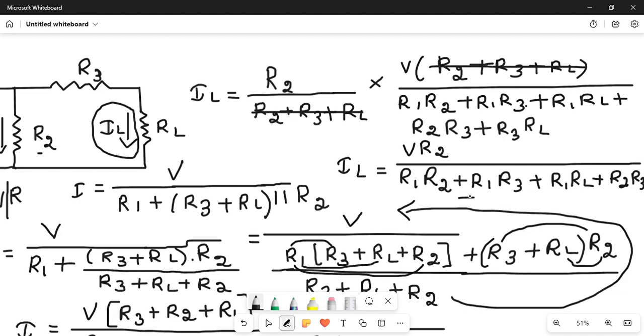And here it is plus R3. Don't get confused about whether here it is RL R2 or R2 R3. Don't get confused like that. Here it is not R3 RL, here it is R2 RL only. Anything is fine, right? RL R2 or R2 RL, both are fine. 2 into 4, 4 into 2 give the same result. So that's fine, right?